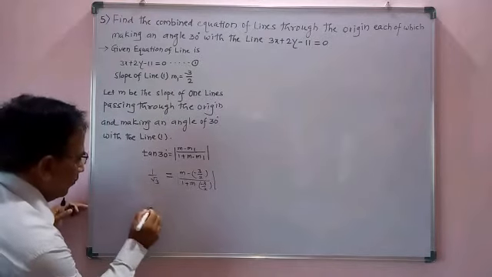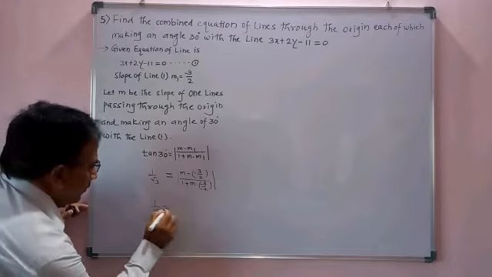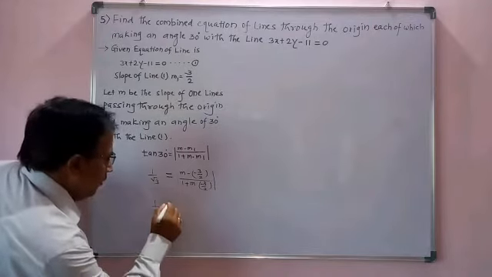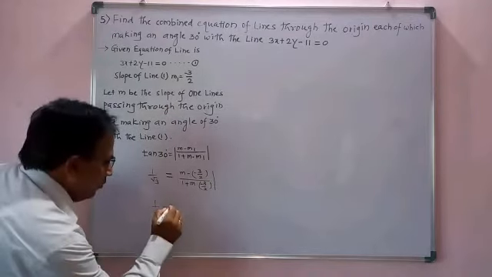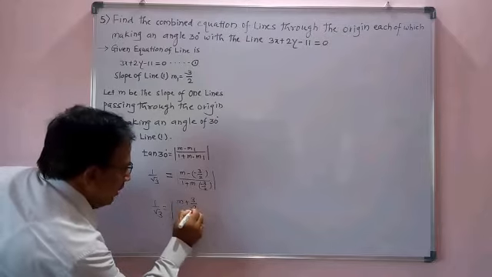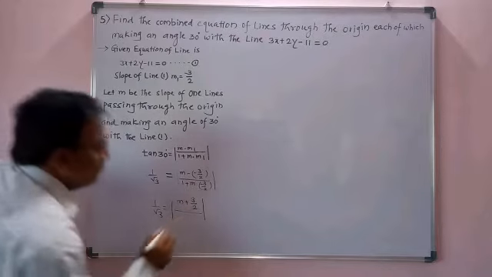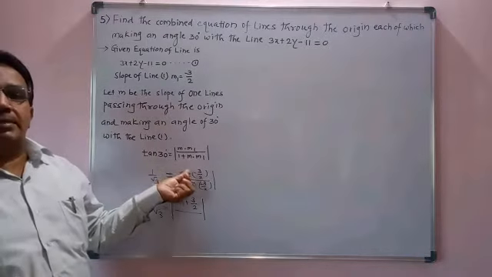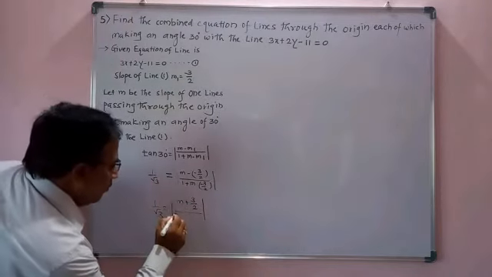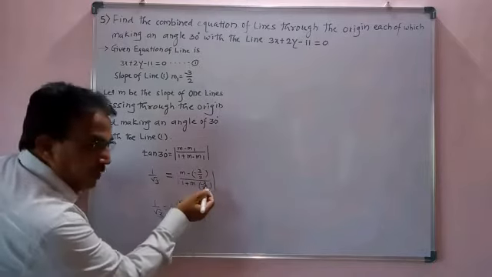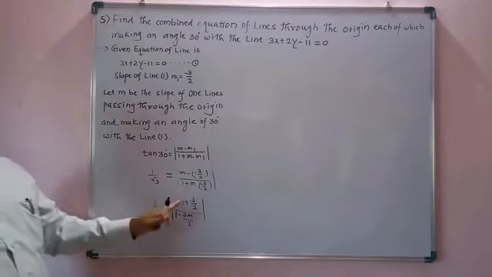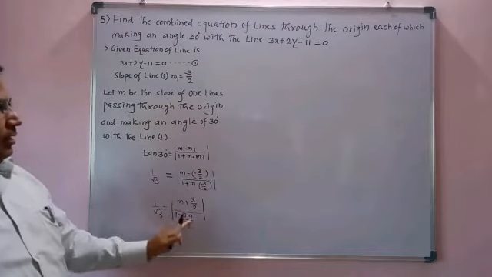Therefore 1 by root 3 equals mod of m plus 3 by 2, and since minus of minus 3 by 2 is plus 3 by 2, divided by 1 minus m into minus 3 by 2, that is 1 plus 3m by 2. This is mod of m plus 3 by 2 divided by 1 minus 3m by 2.